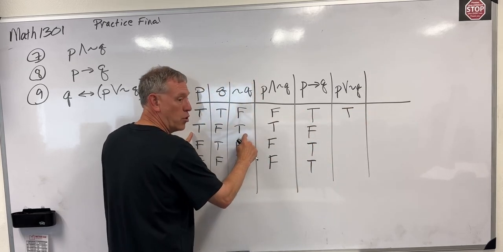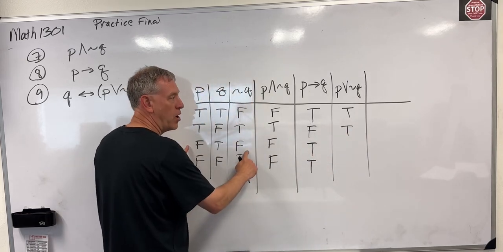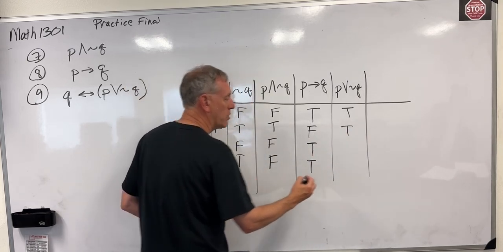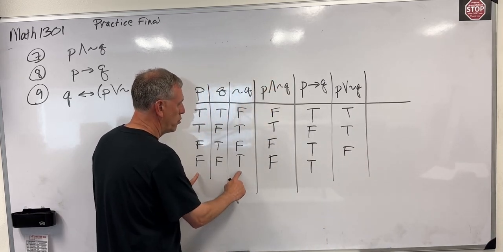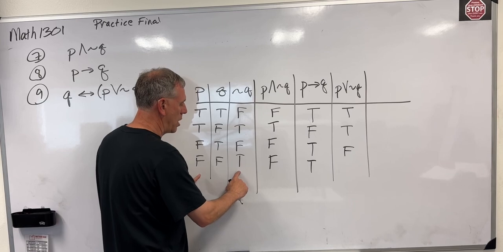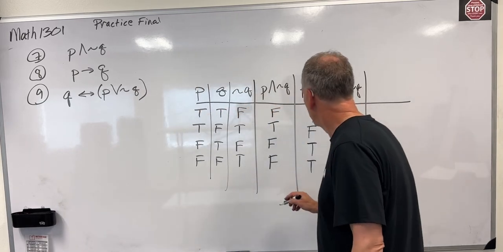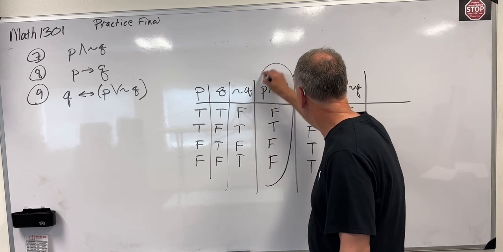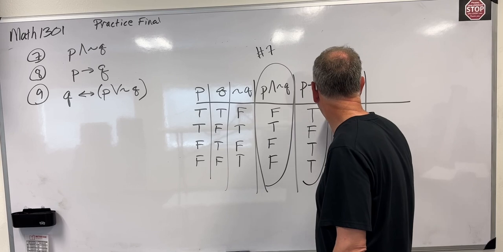We have true, true, which is true. We have a false, false. On an or, a false, false gives us a false. And then we have false, true. Remember, we're comparing these two columns. False, true, which is true. So we're going to circle this one. This is number 7.